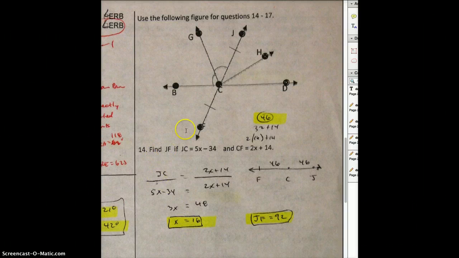Notice it tells you to find JF, so that's the whole segment, so substitute in x equals 16. Here I just chose CF, substitute in 16 for x, it gives me 32, 32 plus 14 gives me 46. But if you draw a picture, the whole segment here is not 46, it's 46 plus 46, which gives me 92.